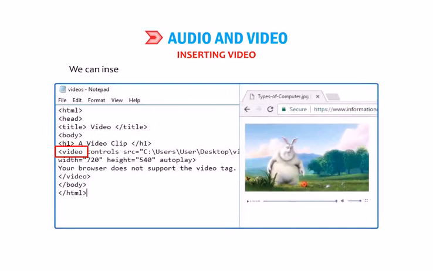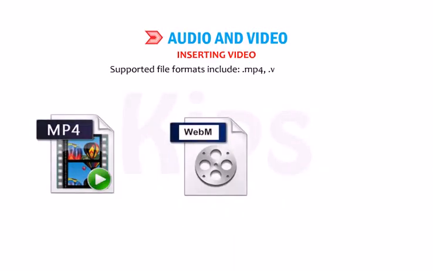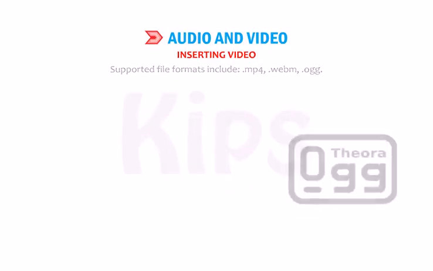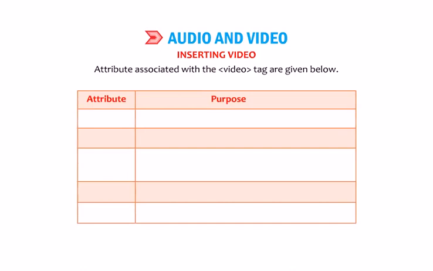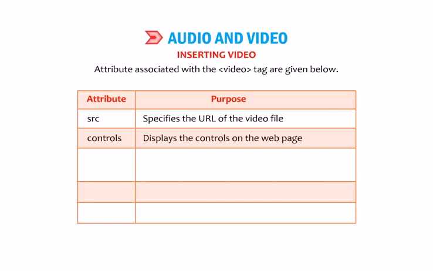Inserting video. We can insert video files in HTML pages with the help of the video tag. Supported file formats include MP4, WebM, .ogg. Attributes associated with the video tag are given below. Attribute, purpose. SRC specifies the URL of the video file. Controls displays the controls on the web page.